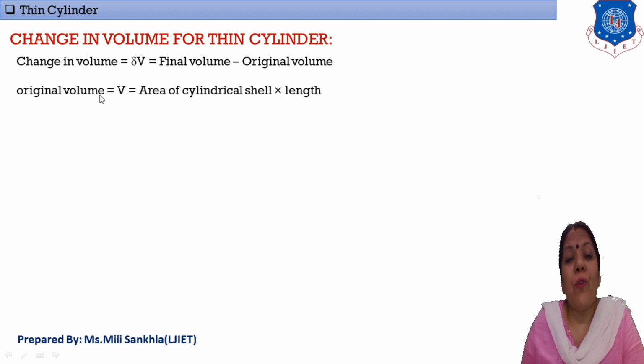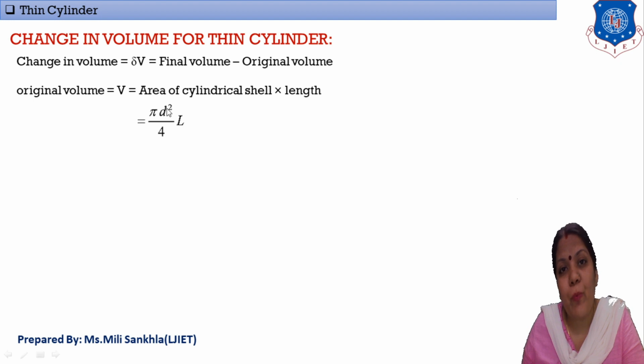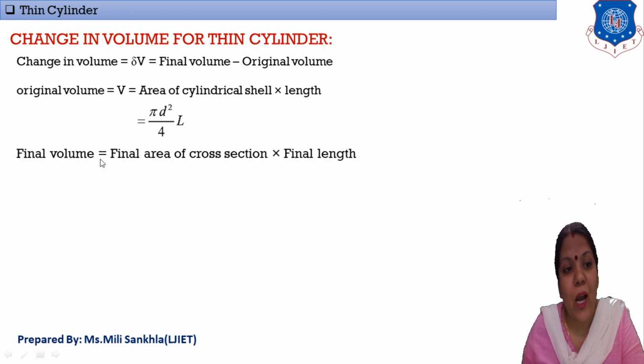Now the original volume V for a thin cylinder is equal to area into length. What is the equation of volume for a thin cylinder? That is area into length. The area of the thin cylinder is pi by 4 d square, and into length. This is the original volume for a thin cylinder: pi by 4 d square L.